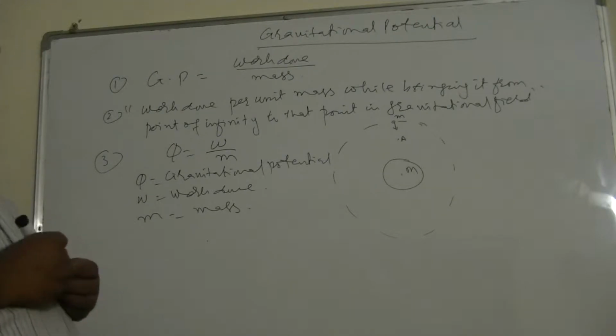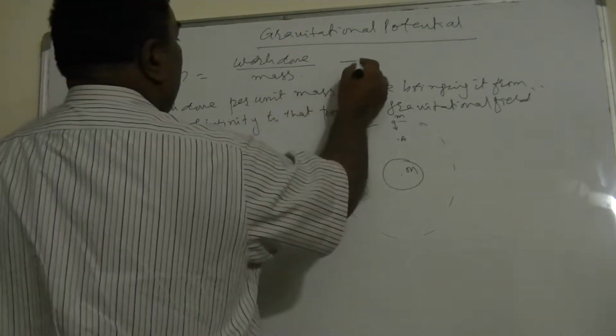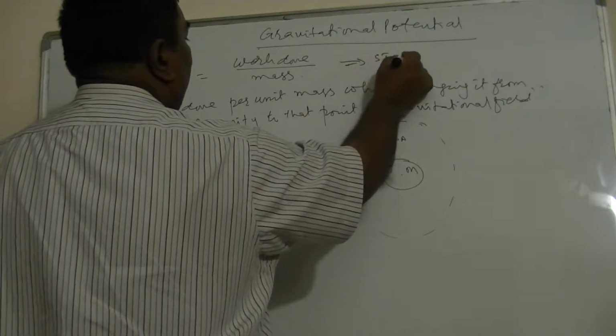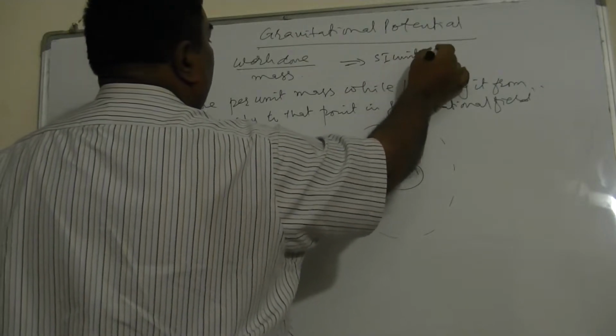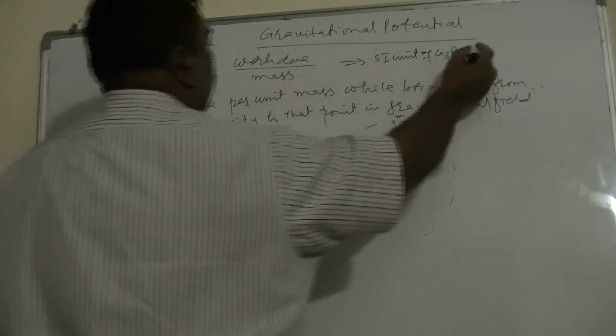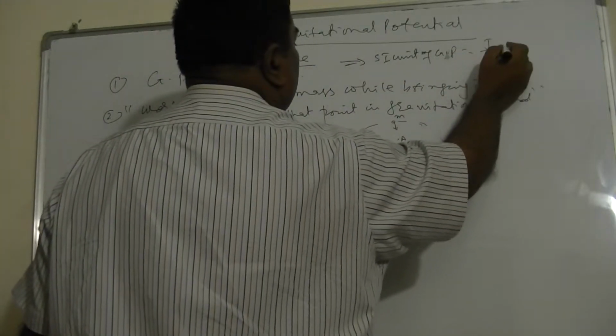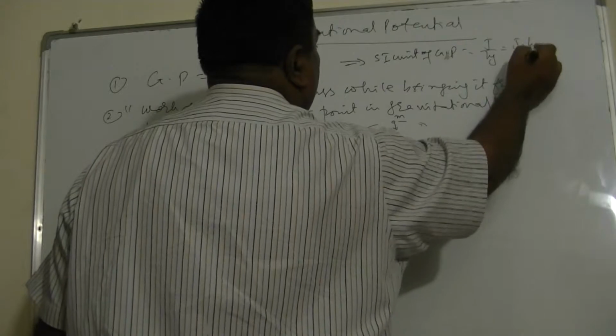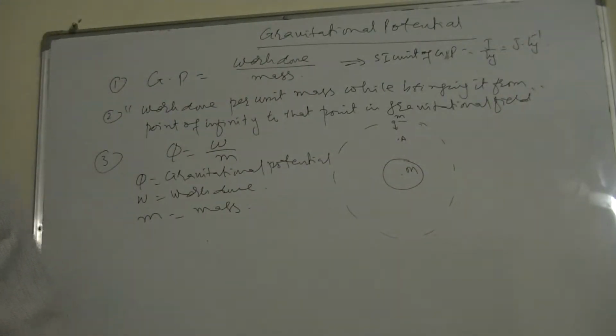What will be the SI unit? It is clear from this one. The SI unit of phi, or the SI unit of gravitational potential, will be: work done is joule, upon kg, so joule kg to the power minus 1. So the SI unit of gravitational potential is joule per kg.